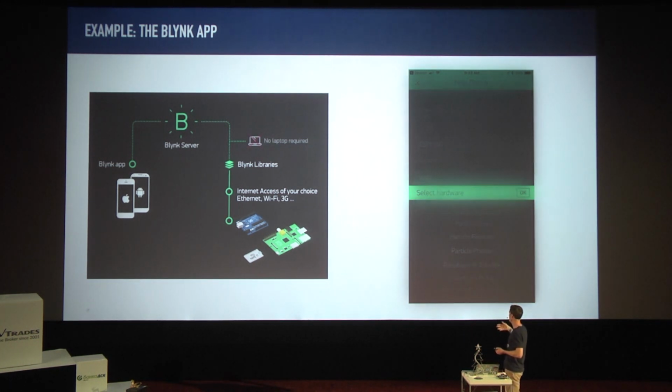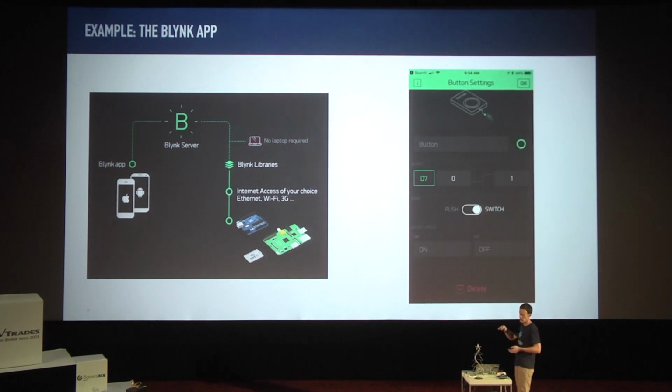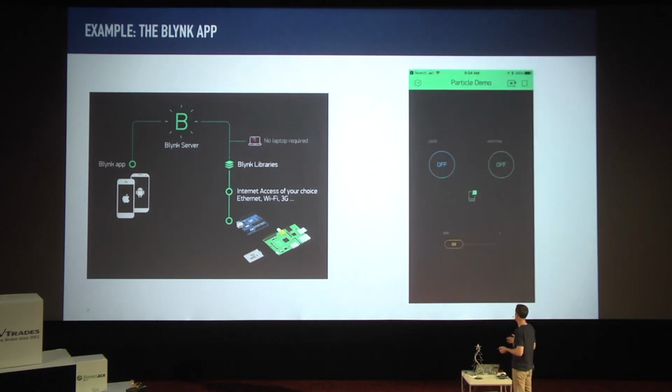You assign the pins that you want to work with on the device, the digital and analog pins. You say whether you want the UI on the app to be a push or a switch, what you want it to do when you click it, and then you write your actual embedded firmware separately. But what you get out the other end is a UI, your purpose-built IoT app. You didn't have to build the mobile app yourself.